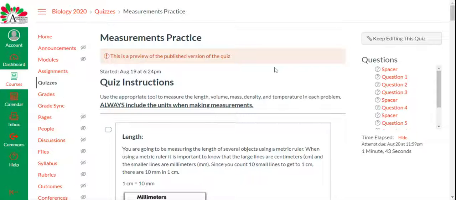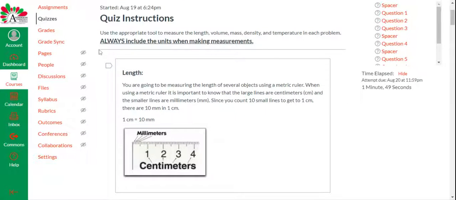So what you're looking at right now is the assignment that you were supposed to do. When you do your assignments, make sure you read your instructions. It says always include the units when making measurements. Whatever those units are, when we're measuring length, it's going to be centimeters, millimeters, meters. Volume, it's going to be milliliters, liters. Mass is going to be grams. Temperature, it's going to be Kelvin or Celsius. So make sure you tell me what it is, because if you tell me it's 10, I don't know if that's 10 millimeters or 10 kilometers or 10 elephants. I don't know what it is. So make sure you tell what that unit of measure is, what you measured.